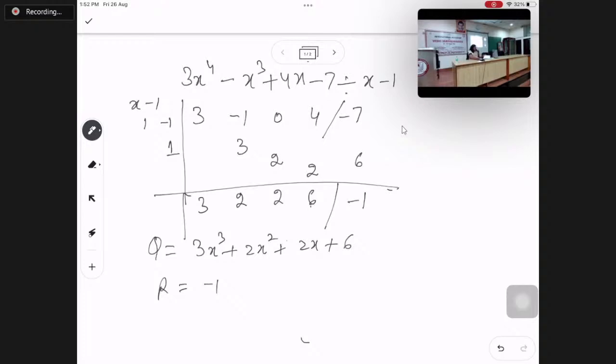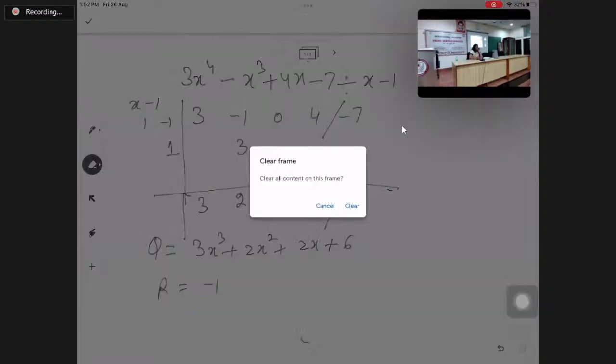Now, suppose you have a 7th degree equation divided by a cubic equation. Okay, no problem. So suppose you have x raised to the power 5 or 4x5 plus 6x square minus 2x plus 7 divided by 2x square plus x minus 3, for example.